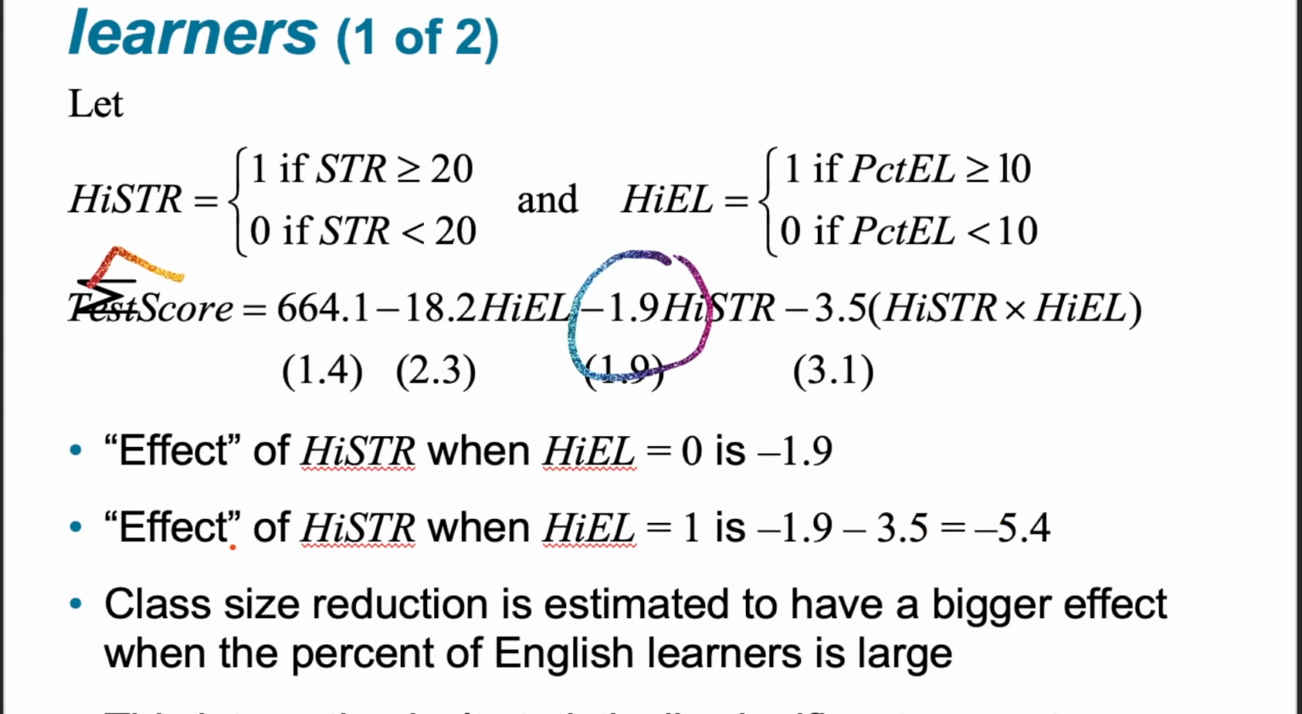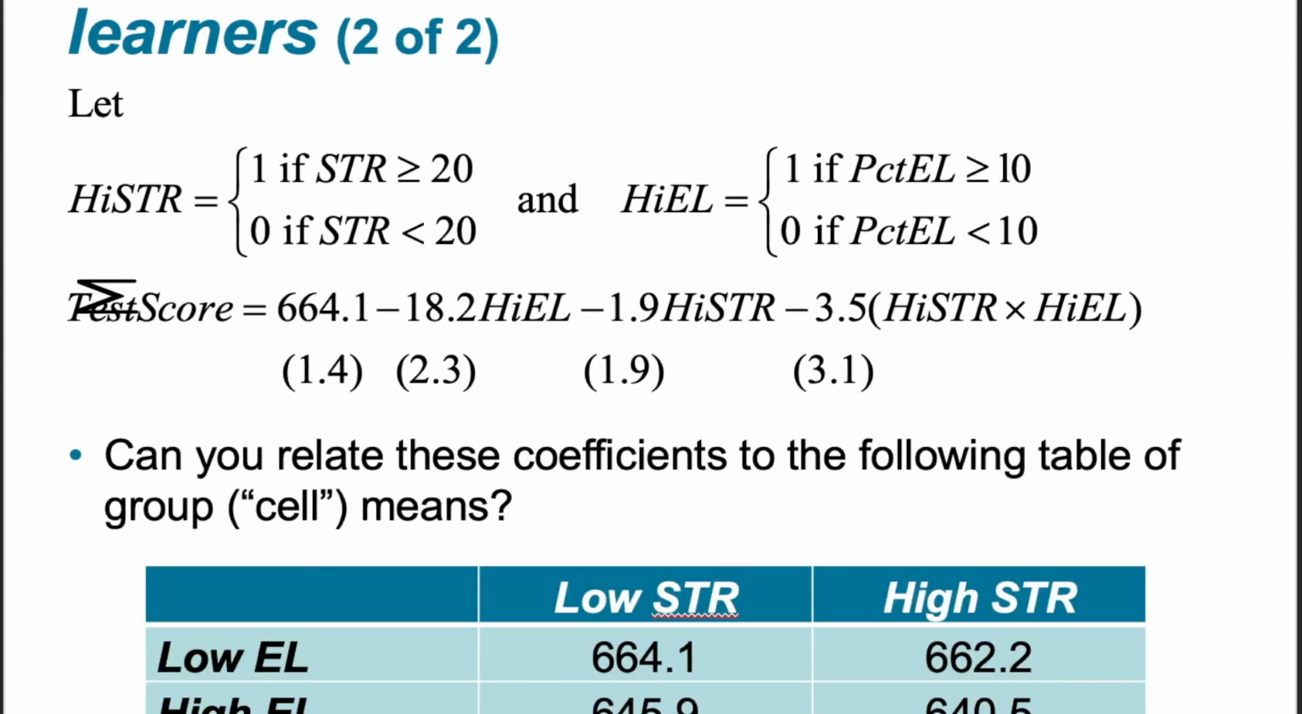So class size reduction is estimated to have a bigger effect when the percent of English learners is large. However, the interaction is not statistically significant. You can see that the test statistic is 3.5 divided by 3.1, which is not going to be larger than 1.96. That's just bigger than 1.